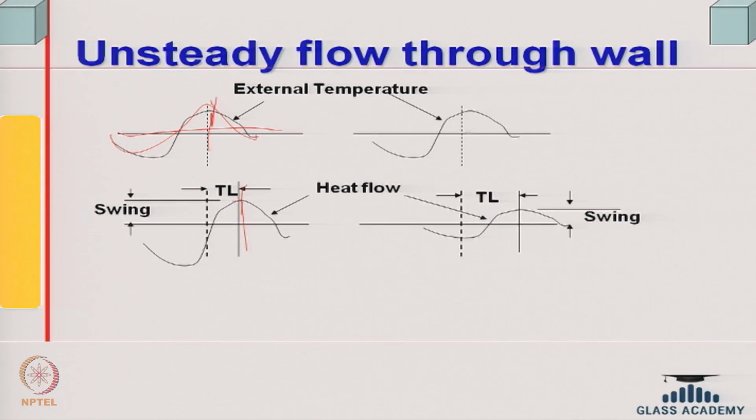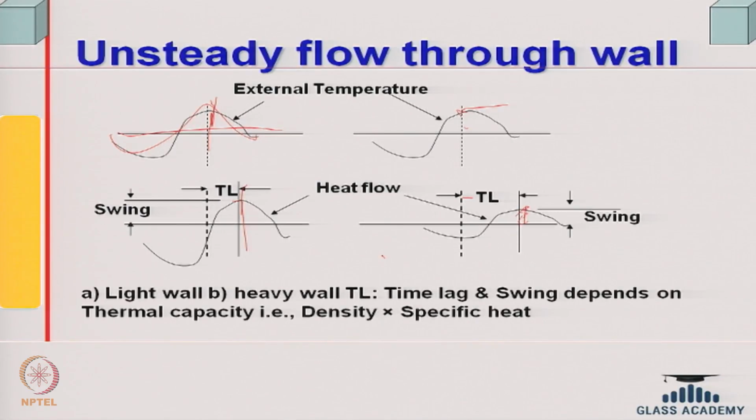The swing has reduced. This peak's value is now somewhat lower, amplitude is somewhat lower, and there is a shift. These are external temperature, these are internal temperature, there is a shift in the peak of the internal temperature, and its amplitude is also less compared to mean. So, this is a case of light wall, this is a case of a heavy wall.